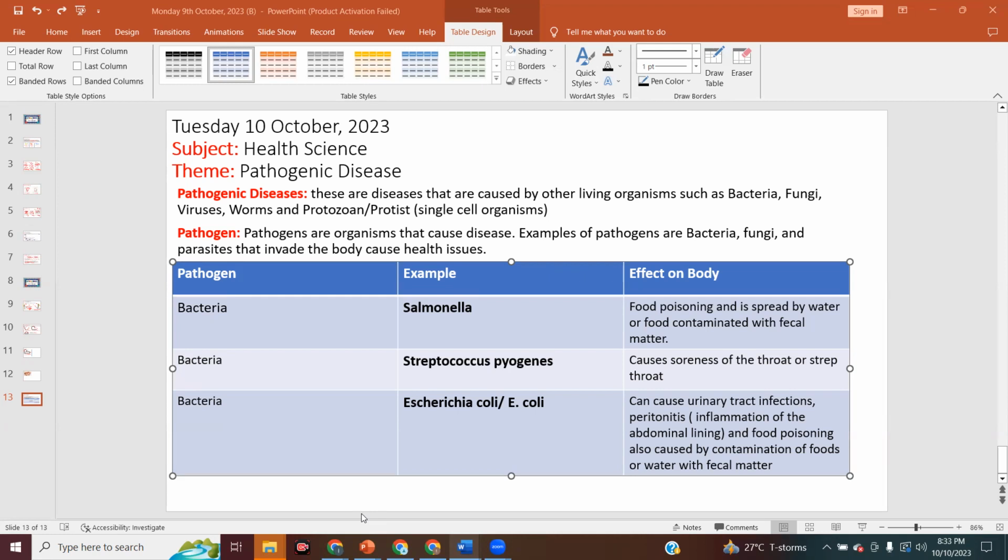Kai Wells, where's your work? Yes, sir. Where's your work? You only sent me one photo, and that's not even all of the maths. I need all of the maths and all of the health science, please. Stop doing foolishness. Every night you do the same thing. Give me all of the maths and all of the health science. Yes, sir.